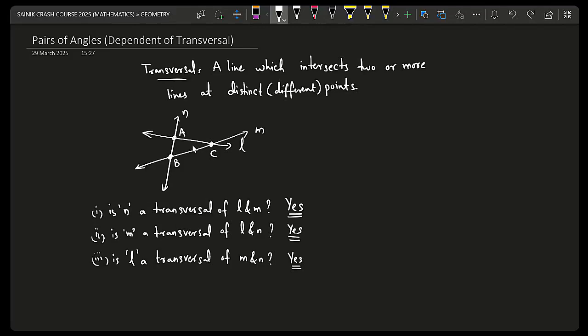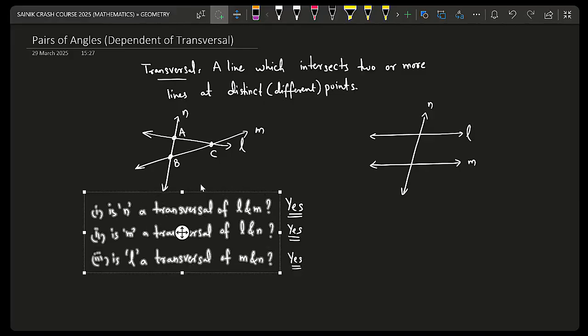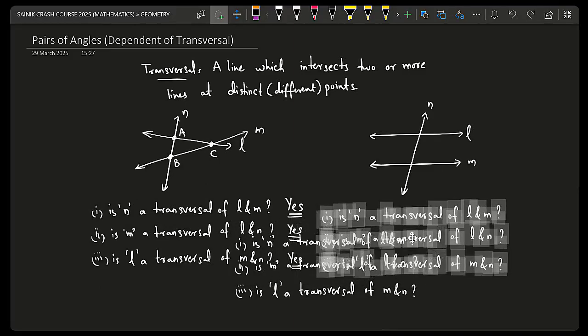So all the answers are correct. Now I'm going to give a new figure. Same questions I'm going to ask. So now the figure is going to be like this. There is a line L and there is a line M, but they are not intersecting, they are parallel. We discussed parallel lines yesterday, do you remember? And there is a line like this, let us say N. Same questions I'm going to ask, and you need to answer all of them.